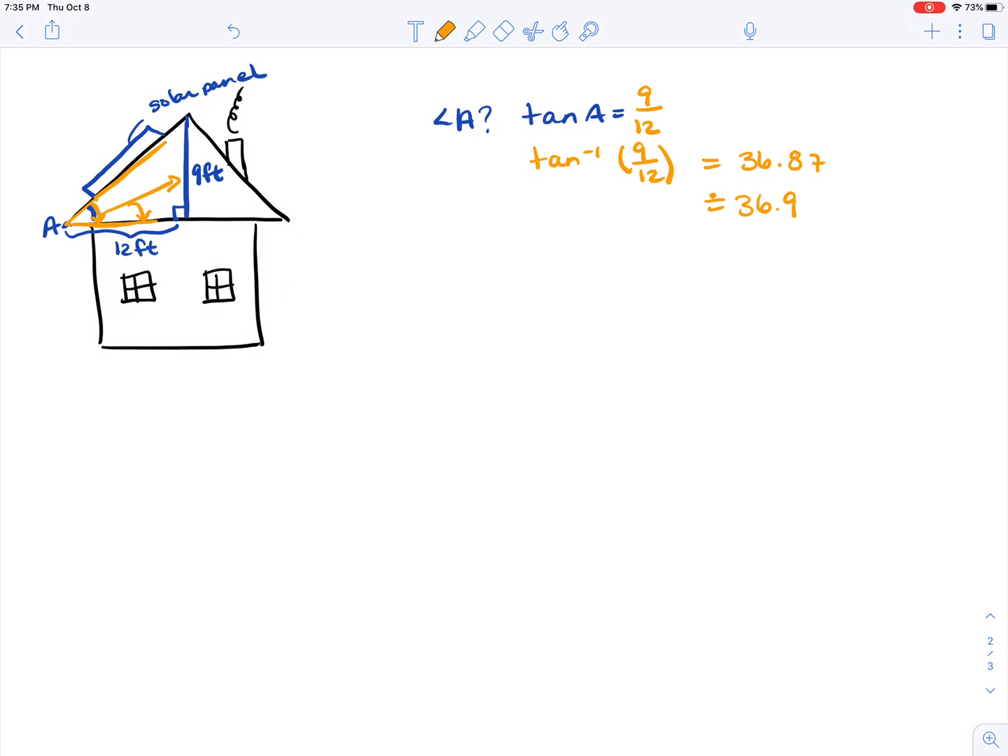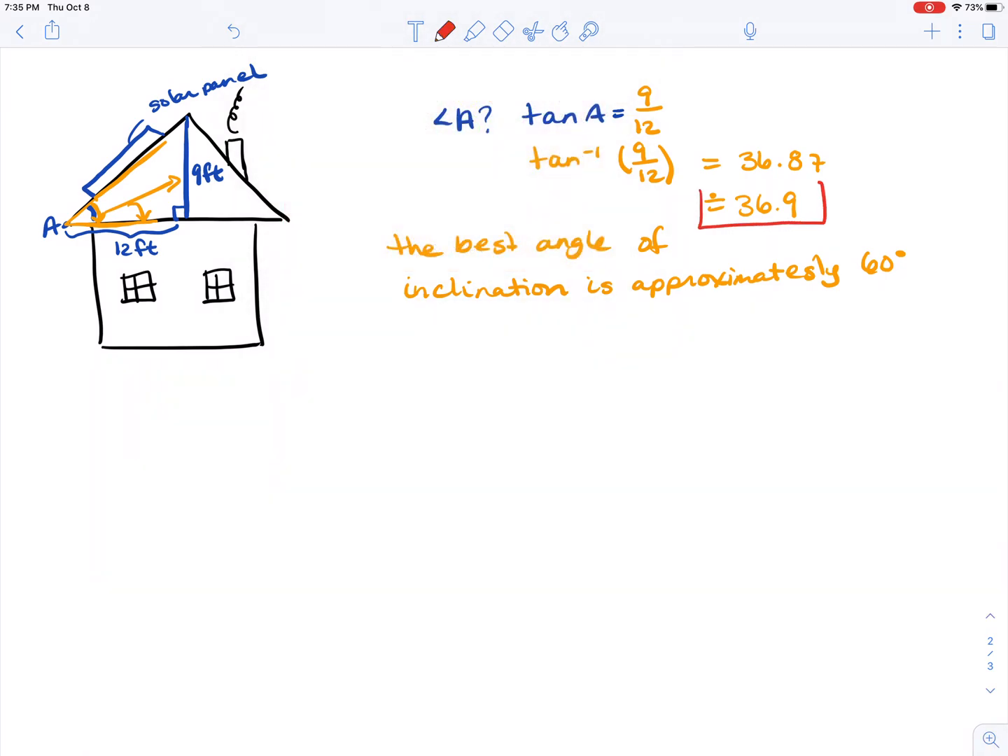If I told you the best angle of inclination I should have is approximately 60 degrees, would my roof line provide the best design for my solar panel? In this instance, no, it wouldn't, because as we can see, my roof line provides an angle of 36.9. That is significantly less than the 60 degrees, which is optimal. So I probably wouldn't want to put my solar panel on my roof.